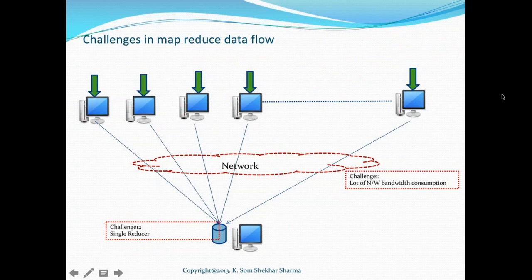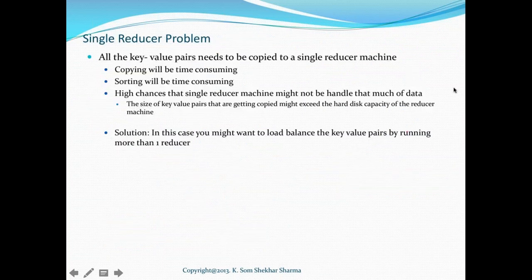What could be the problem? It can run out of space. If you have a single reducer, then all the key value pairs need to be copied to a single machine. Copying will be time consuming because only a single machine is there. Sorting will also be time consuming. And this is the most important problem: if you use a single reducer, there's a high chance that the single reducer machine might not be able to handle that much data.